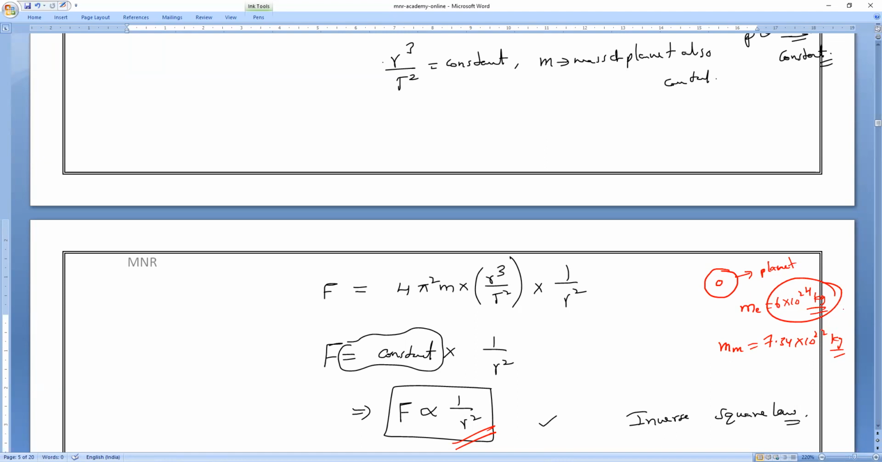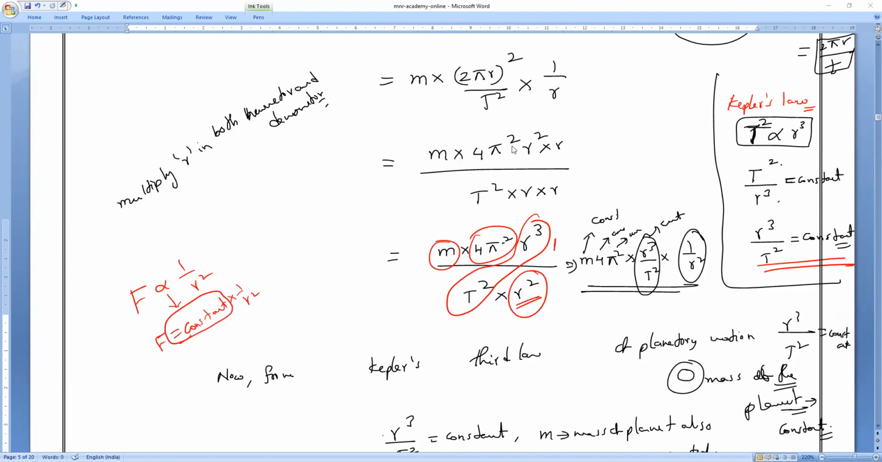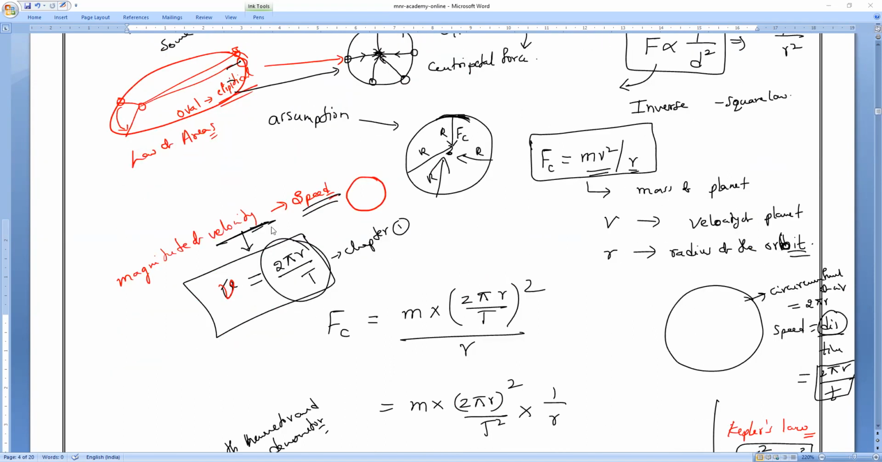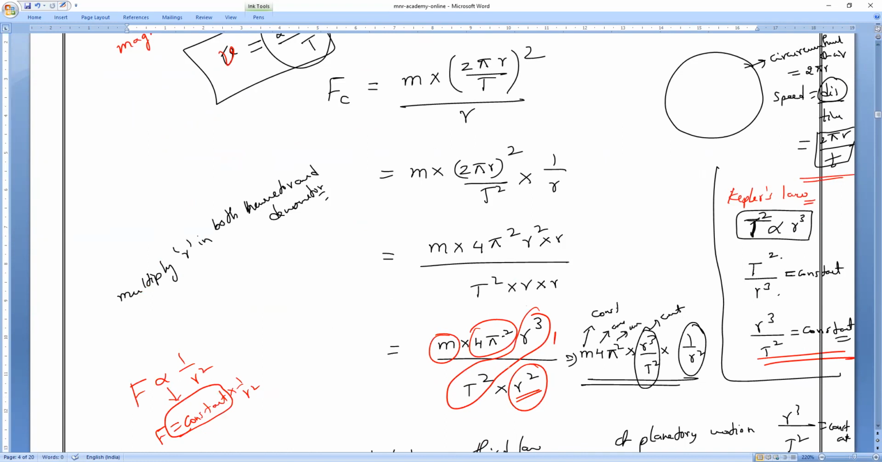Anybody having a doubt, you can ask. So then the multiplying quantity will also be constant with m, sir. Which one? 4 pi square. 4 is always constant. Pi square is also constant. That's all. Okay. Take the centripetal force formula. What is the centripetal force formula? m v square by r. Then we all know the magnitude of velocity in circular motion is 2 pi r by t. Just replace v with that, and finally we'll get it. That's all.